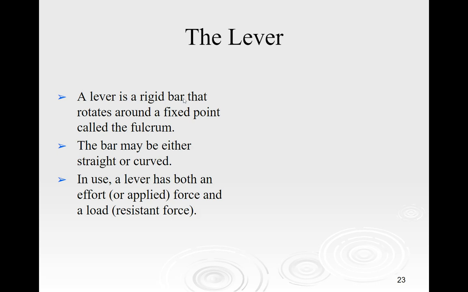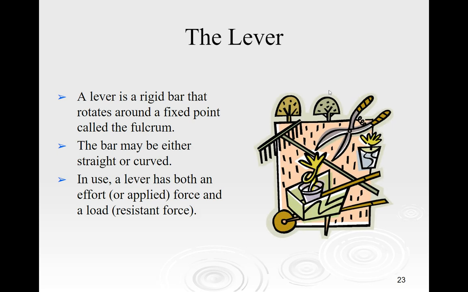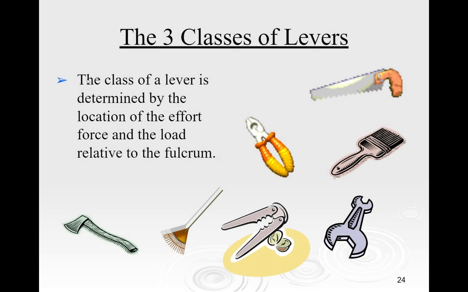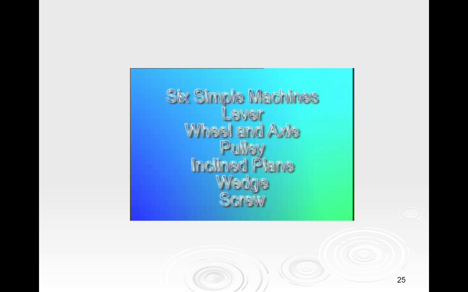A lever is a rigid bar that rotates around a fixed point called the fulcrum. The bar may be either straight or curved. In use, a lever has both an effort or applied force and a load, which is a resistant force. All right. We have 3 classes of levers. The class of a lever is determined by the location of the effort force and the load relative to the fulcrum. Again, 6 simple machines: lever, wheel and axle, pulley, inclined plane, wedge, screw.